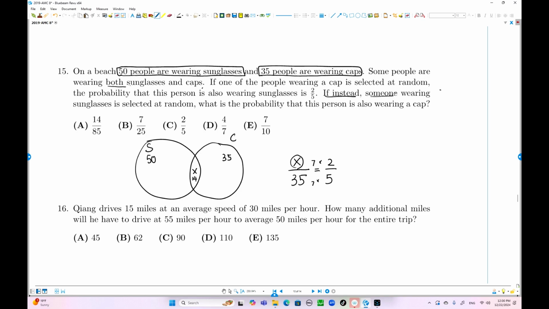But instead, someone wearing sunglasses is selected, out of 50. What is the probability that this person is also wearing a cap? Only 14 out of 50. So that's the probability. When you divide by 2, that is 7 over 25. Option B is the answer.